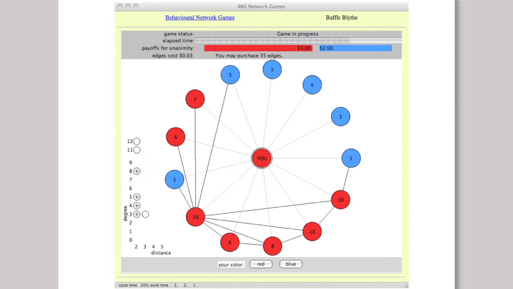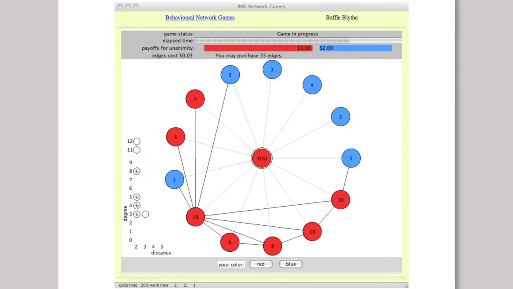Okay, so now I can describe the rest of the interface. So this interface, as before, shows you what your network neighborhood looks like, but now it changes over time. So if you buy a new edge or someone buys an edge to you, by the way, it's unilateral edge purchase, meaning that if somebody else buys an edge to you, you don't have to pay for it and you get whatever benefits, you get the benefit of seeing what that neighbor is doing, okay?